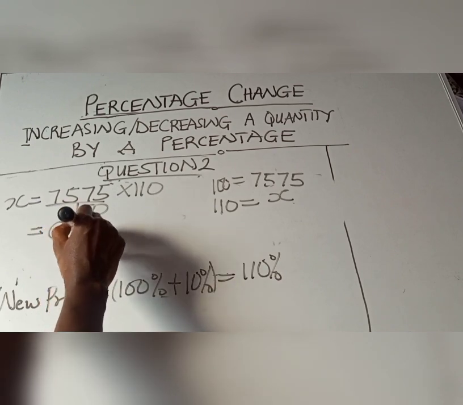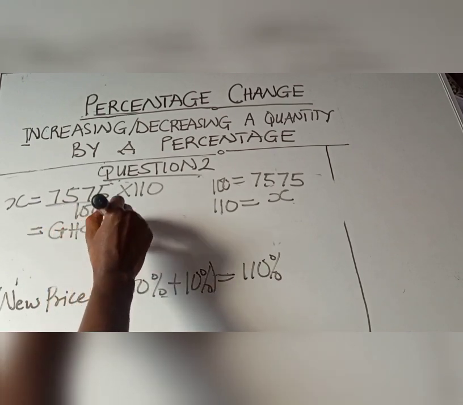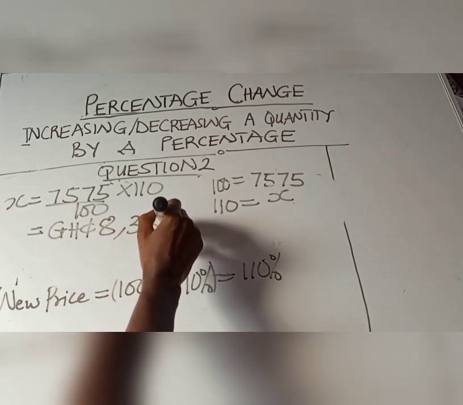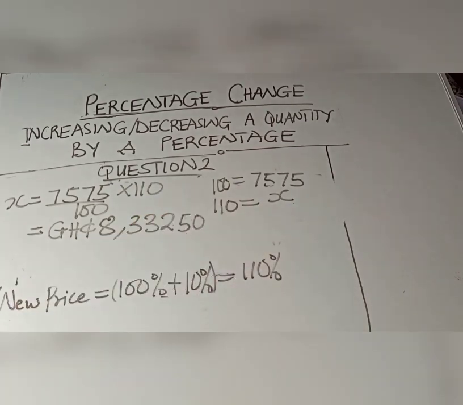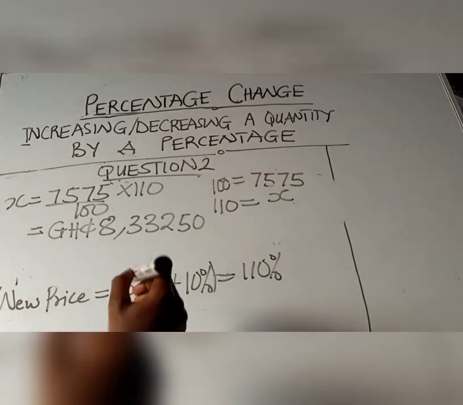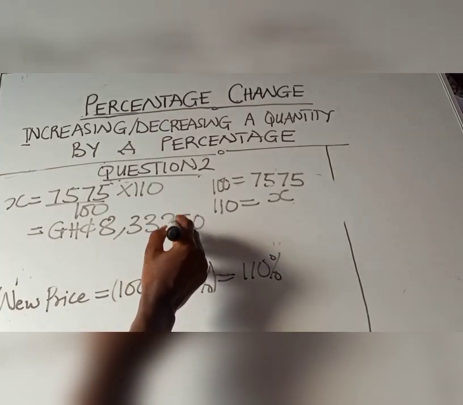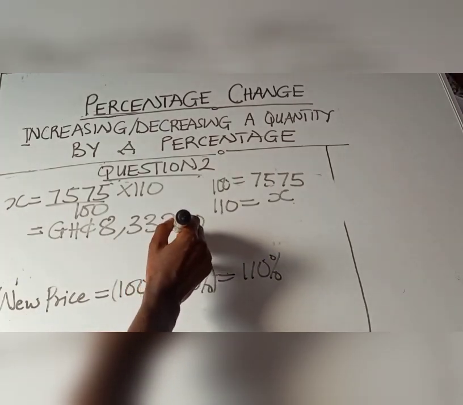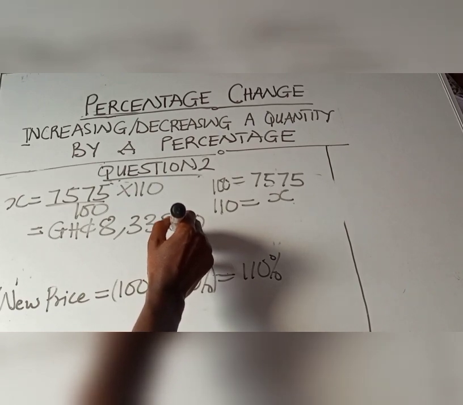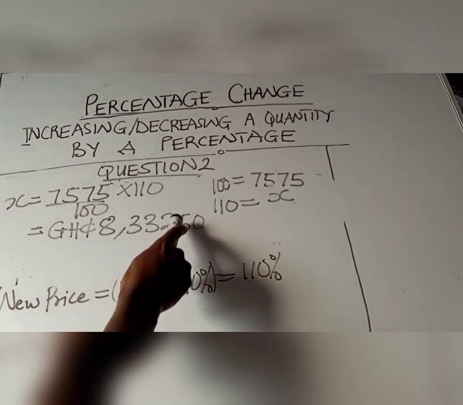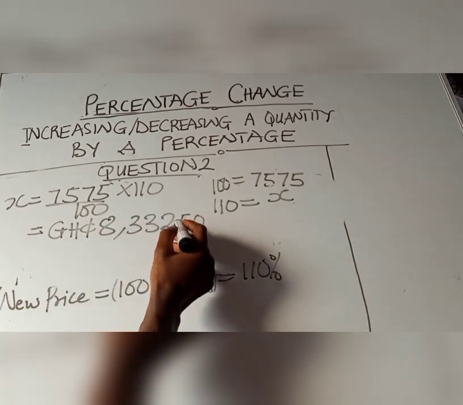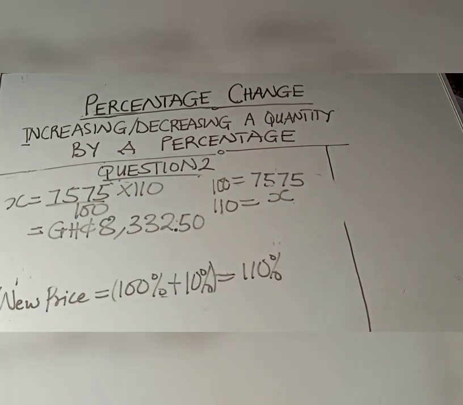So we see the new price is 8,332 cedis, 50 pesewas. Now take note of where you place your decimal point. It should not be in between, it should be beneath, like this. That's a decimal point. Take note of that. When you place it in between, it means you are multiplying. In the middle, you are multiplying.